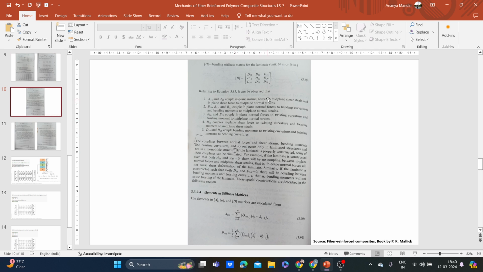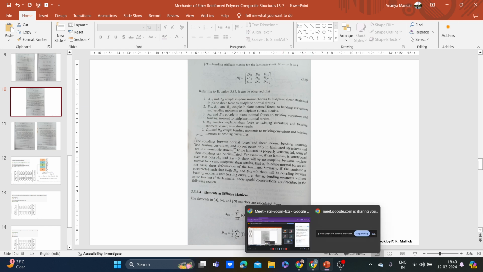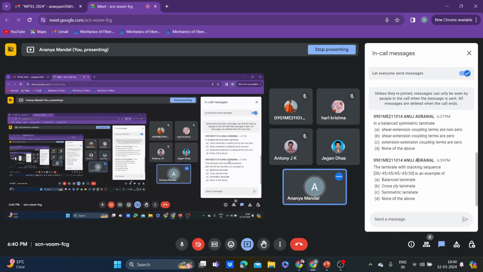A16 A26 couples in plane normal forces to mid plane shear strain and in plane shear force to mid plane normal strain. So ये shear और extension coupling कर रहा है। तो shear और extension coupling जहाँ पे जीरो होगा वो बैलेंस सिमेट्रिक होगा। सो ऑप्शन जो बी है यहाँ पे देखना, शेयर और एक्सटेंशन कपलिंग, बिकॉज A16 A26 तुम्हारा जीरो होना चाहिए.